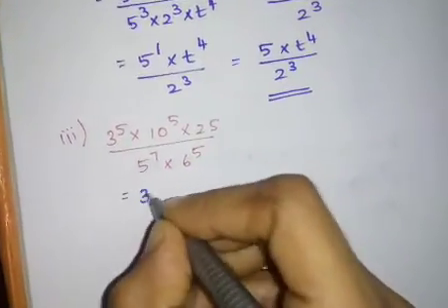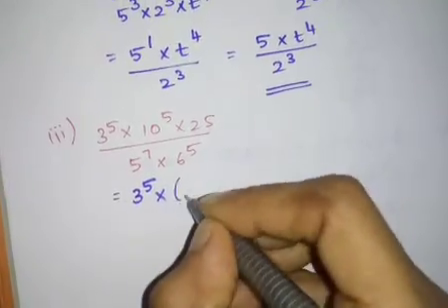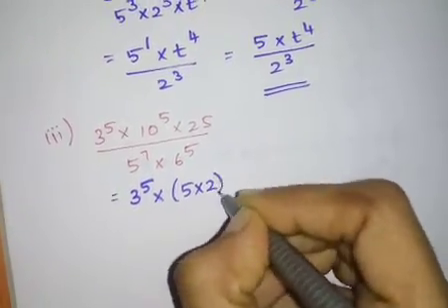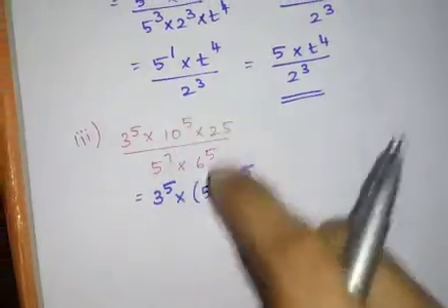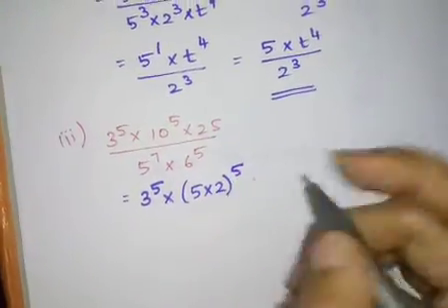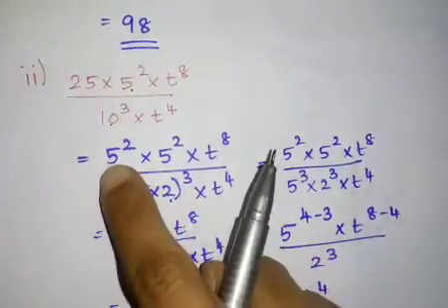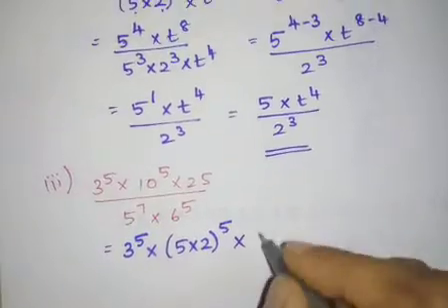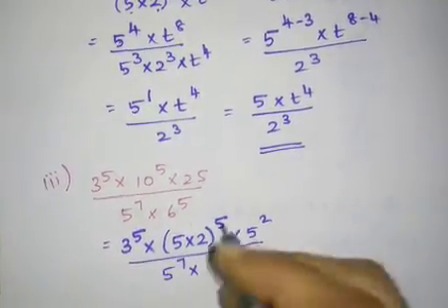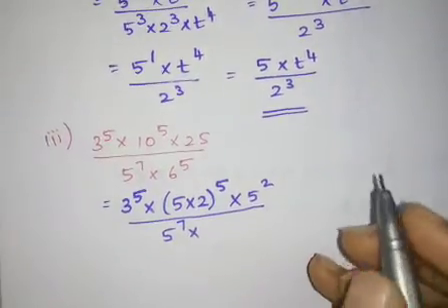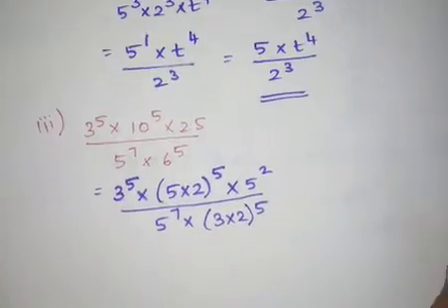3 power 5 is in prime base, so I am writing 10. It is not a prime number, so 10 can be written as (5 into 2) the whole power 5, into 25. How will you write 25, children? 25 can be written as 5 square, divided by 5 power 7. 6 is not a prime number. How will you write 6? (3 into 2) the whole power 5.